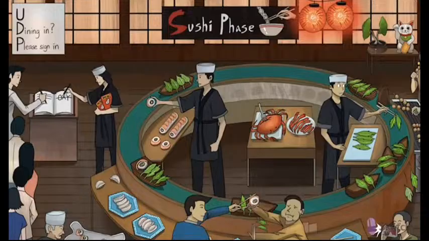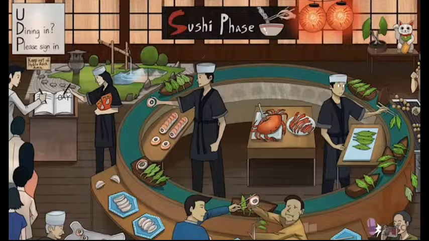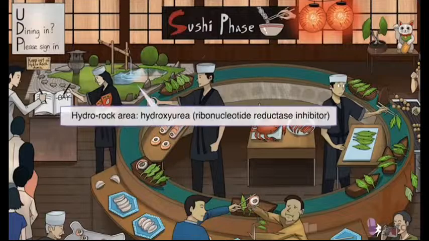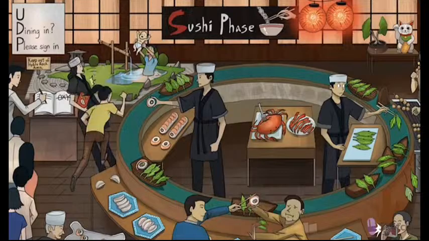And since the wait times at Sushi Phase can be, well, as the last Yelp reviewer put it, excruciating, why not enjoy the peaceful Zen garden fountain in the corner while you wait? A hydro rock area, if you will. The name hydro rock area should remind you of hydroxyurea, the chemotherapeutic agent that blocks ribonucleotide reductase. Notice how this mom here knocks over the ribonucleotide reductase waitress as she rushes over to get her kids out of that hydro rock area.